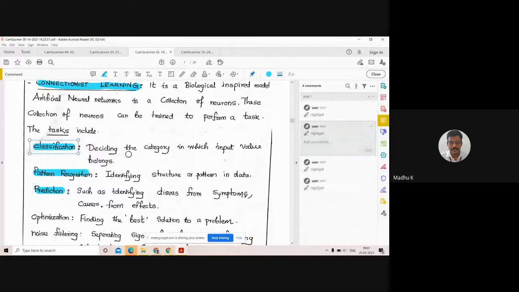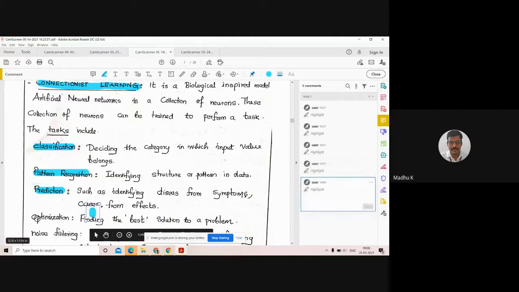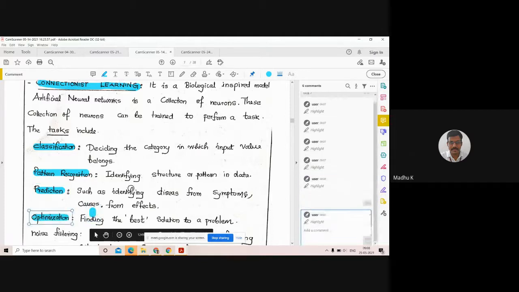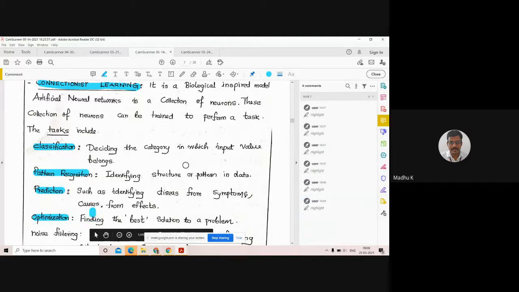For example, image classification. Next is pattern recognition. I want to identify a particular pattern in the input. Next, prediction. I want to predict the future. For example, I want to predict the COVID growth rate, or a weather forecast. That is prediction. Then optimization is another application, that is, finding the best solution to a problem.